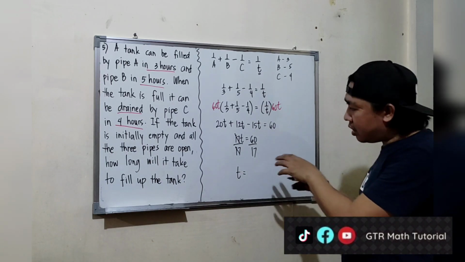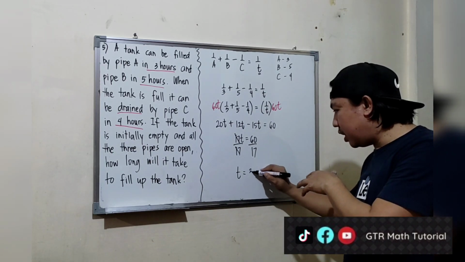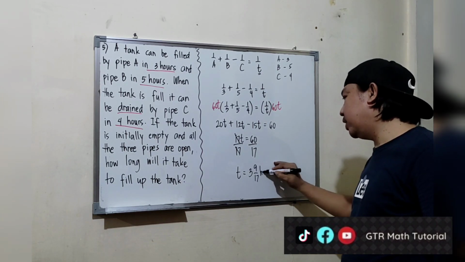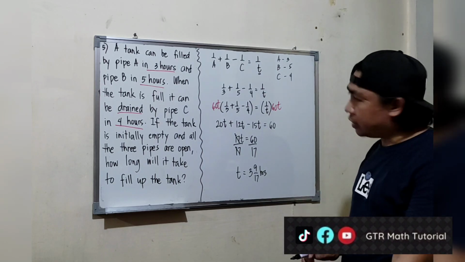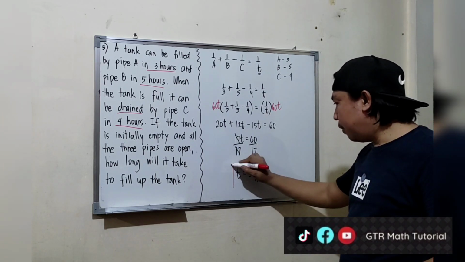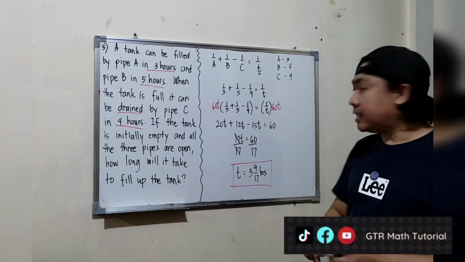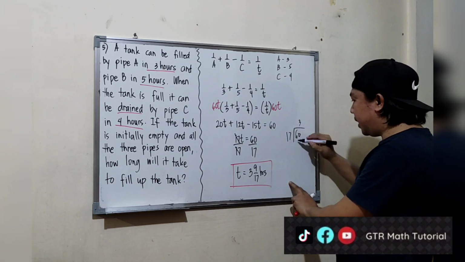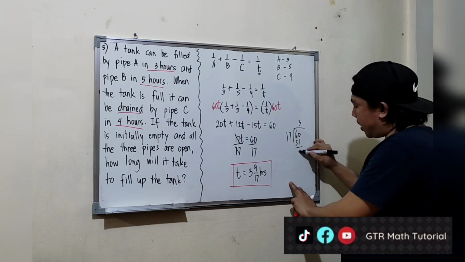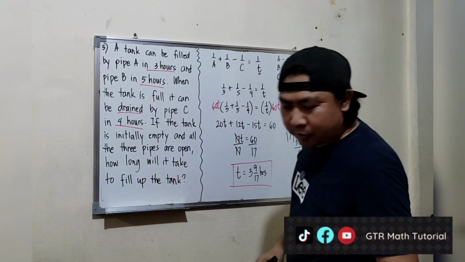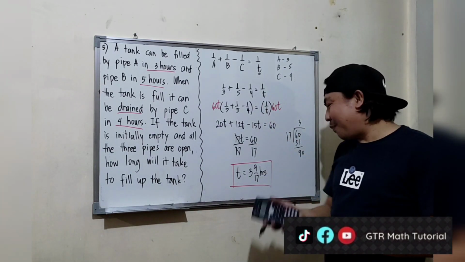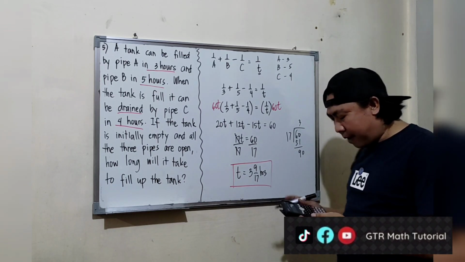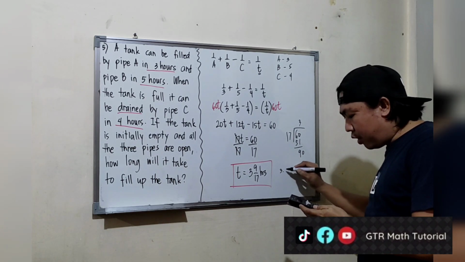How many 17 are there in 60? That is 3, and that is 51, no? So, 3 and 9 over 17 hours. Okay, so this is the final answer. Or, if you want to convert to decimal, divide lang natin, 60 divided by 17. We have 3, 51, 90. Medyo mahaba pa. I-calculator na lang natin, or pwede na itong eksakto na fraction. 60 divided by 17, the answer is 3.529.